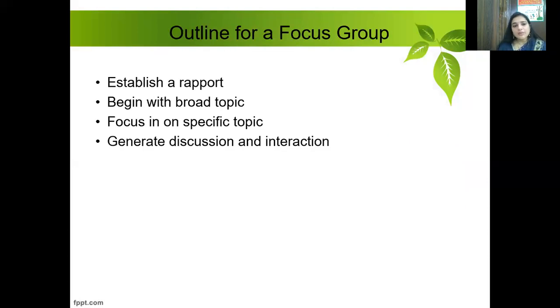The outline for a focus group would be: establish a rapport, then begin with a broad topic, and then focus in on a specific topic, then generate discussion and interaction. You'll be starting with one broad topic, and then you'll start focusing on the one specific topic you want to know about. And for that you have to establish a rapport with the whole group. The establishing of rapport would be done by a moderator. There would be a moderator for the focus group interview, and then generate discussion and interaction. In the last, you will be generating a discussion and interaction report.